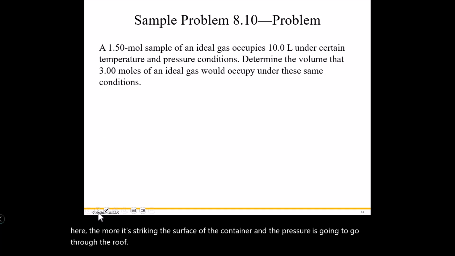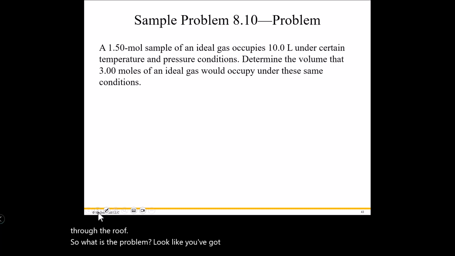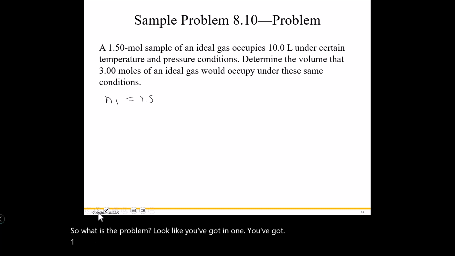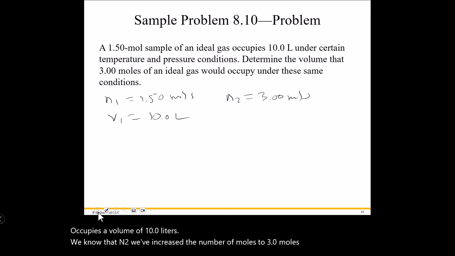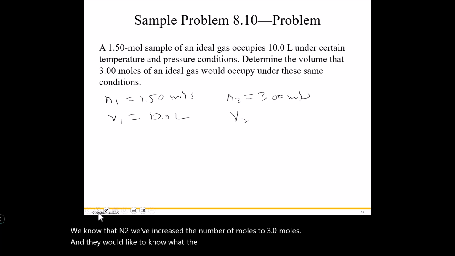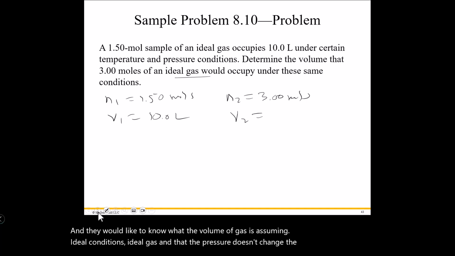So what does a problem look like? You've got N1, 1.50 moles of gas, occupies a volume of 10.0 liters. We know that N2, we've increased the number of moles to 3.0 moles. And they would like to know what the volume of gas is, assuming ideal conditions, ideal gas, and that the pressure doesn't change. The pressure is constant.